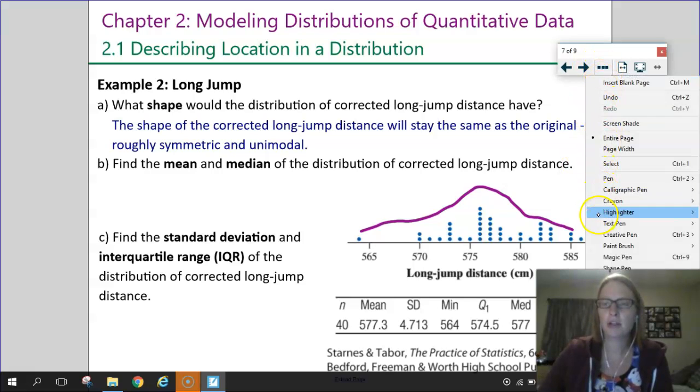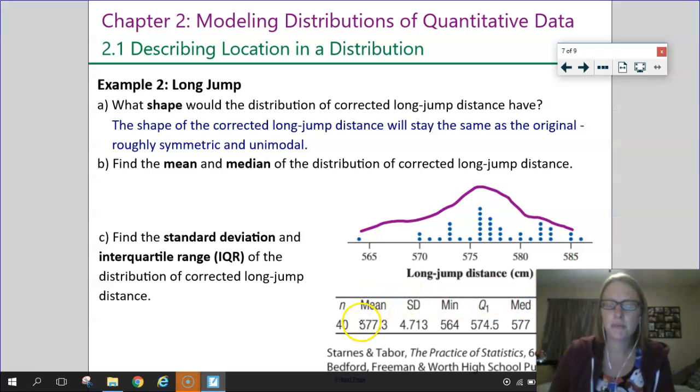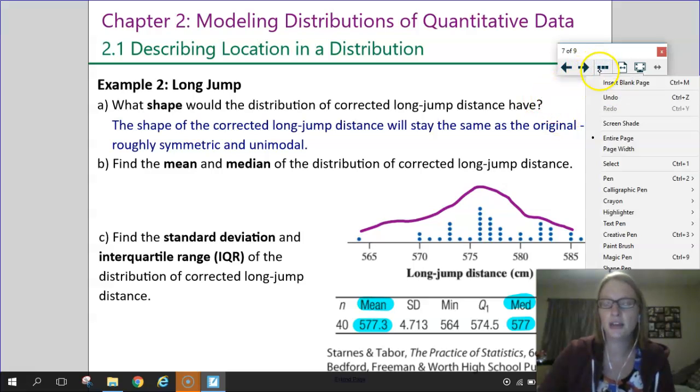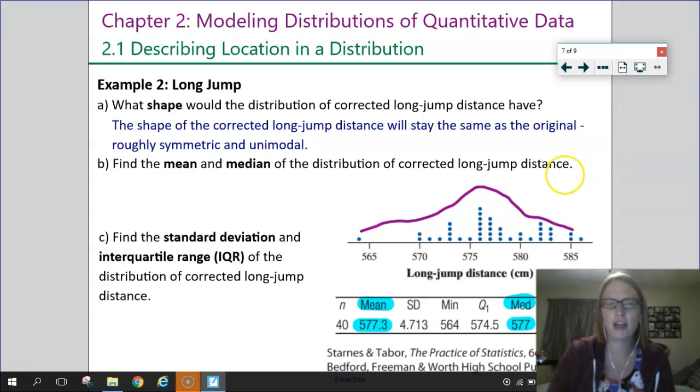So to do that, I'm going to look at my original mean and median. My original mean was at 577.3 centimeters, and my original median was at 577. I know from the notes that we took in the first example that measures of center, including mean and median, will add or subtract by that constant value. So to find the new mean and the new median, I just need to subtract 20 from each of them, since that's how much distance he needed to subtract from each value.